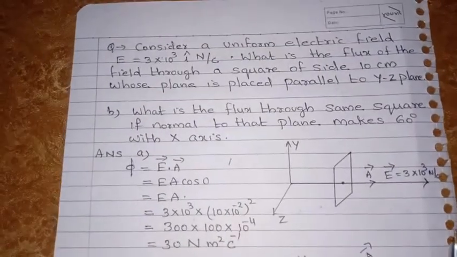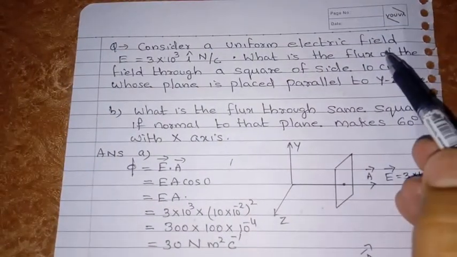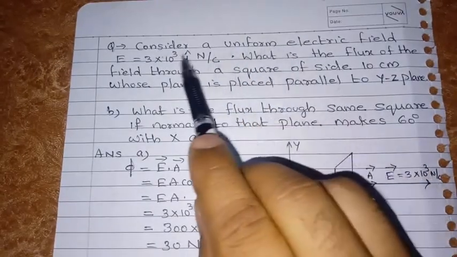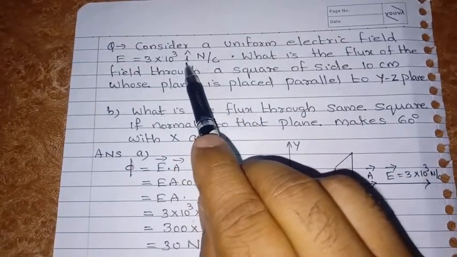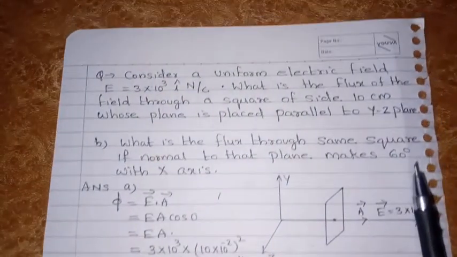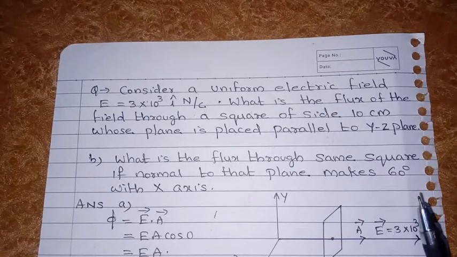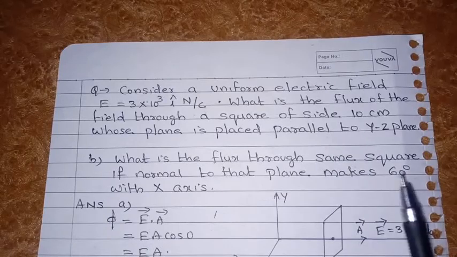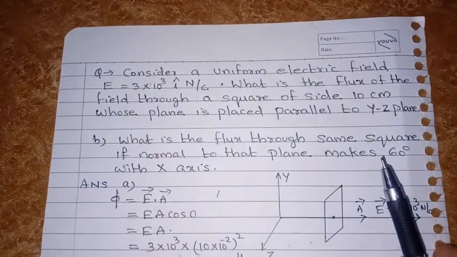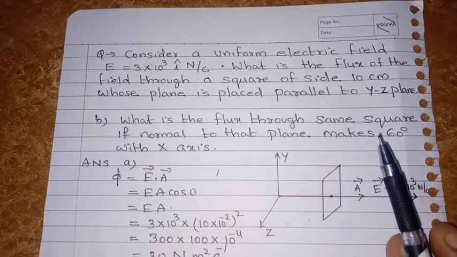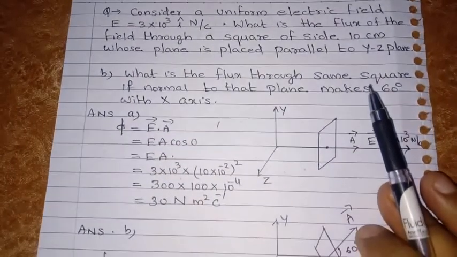One more question we can discuss in this video lesson, that is, you can read like this. Consider a uniform electric field 3 into 10 to the power 3 i Newton per Coulomb. What is the flux of the field through a square of side 10 centimeter whose plane is placed parallel to YZ plane? B part of the question is, what is the flux through the same square if normal to that plane makes an angle 60 degree with the x-axis?